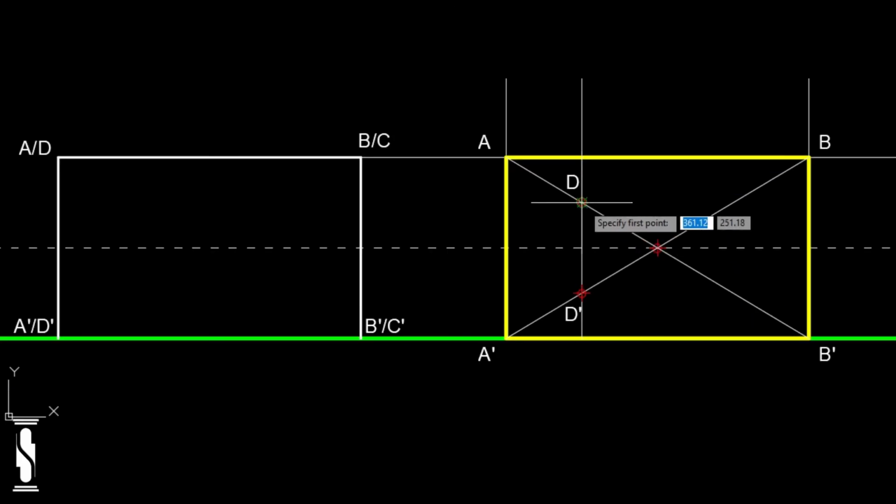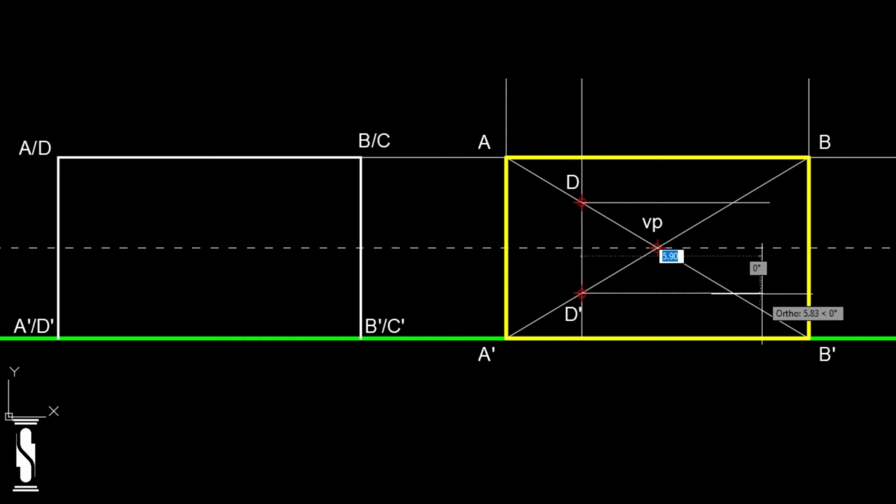Option 2: draw a horizontal line parallel to the ground line from points D and D', and wherever these parallel lines intersect the receding lines originating from points B and B', name those points C and C' respectively.